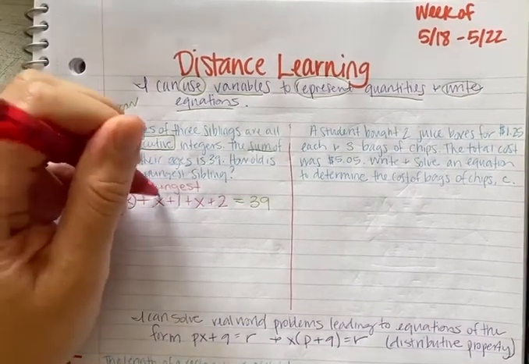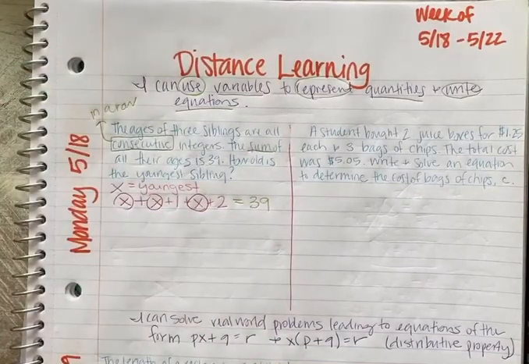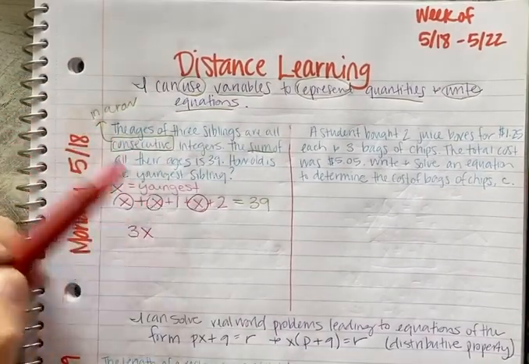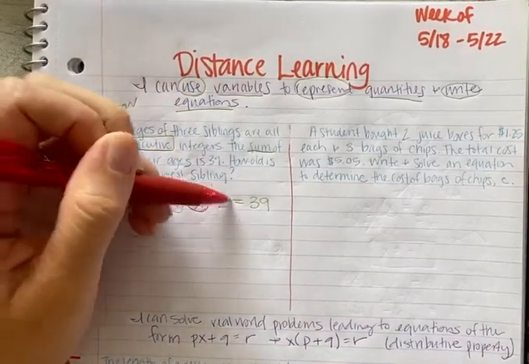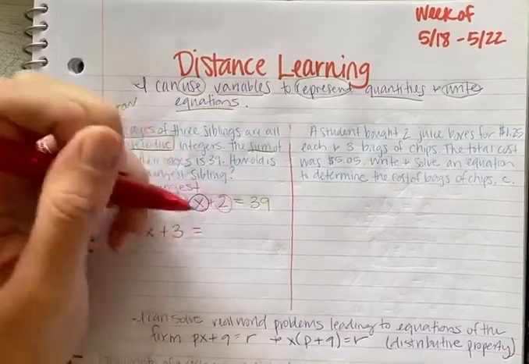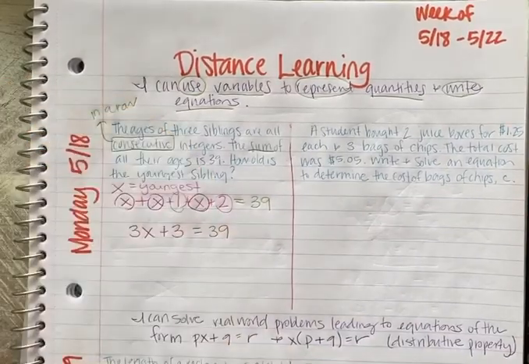We have X, X, X. If we add those together, that gives us 3X. And then we would add this 1 plus 2, which is 3. So now we have a 2-step equation of 3x plus 3 equals 39.